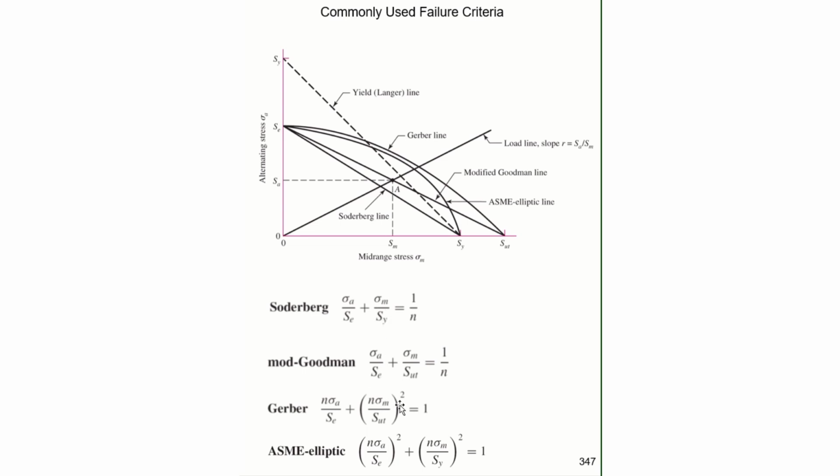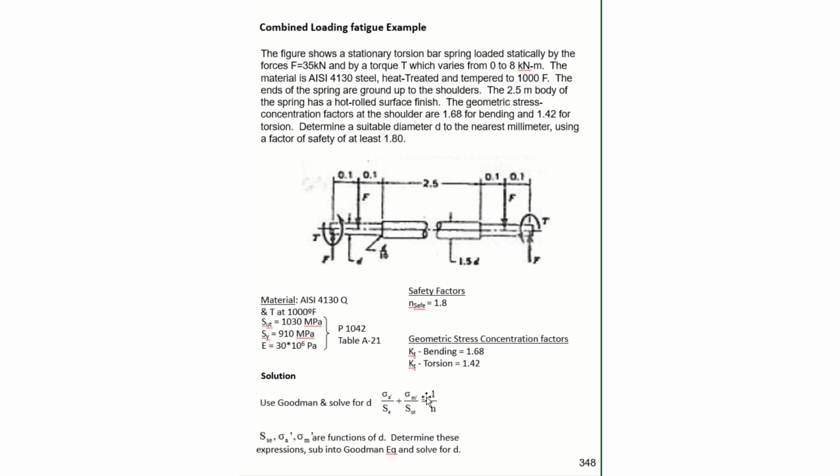Then in the Gerber, we haul the safety factor n to the other side and square the mean component. In the ASME elliptic, we haul the safety factor to the other side and square both components and change the SUT back to SY. So let's look at an example problem of how we use these curves.